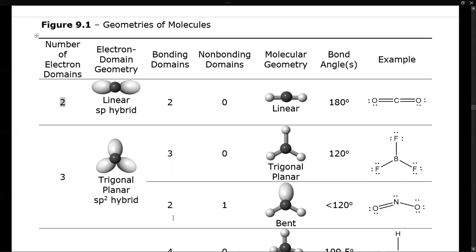So you got 2 and 1. Now, if you got 2 bonds, 1 non-bonding pair, it still adds up to be 3, but it's bent. Now, the bond angle, because the non-bonding pair will squish in just a little bit, will be a little less than 120 degrees. The nitrite ion is a good example.